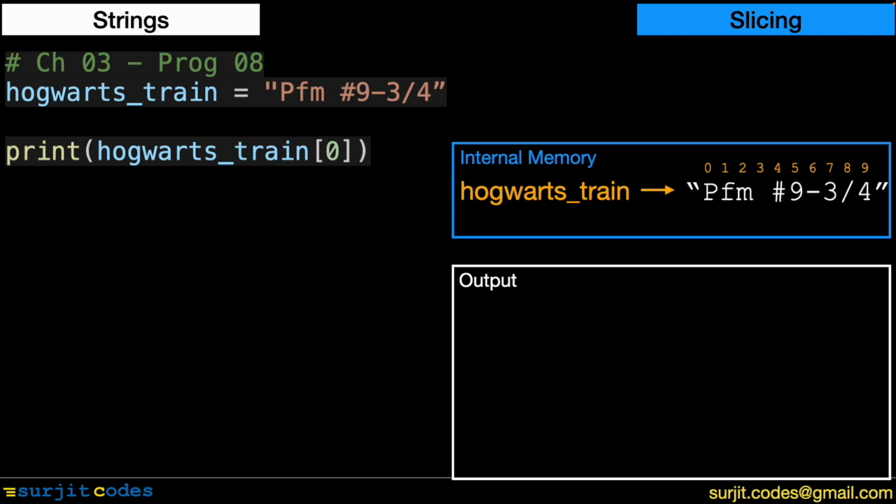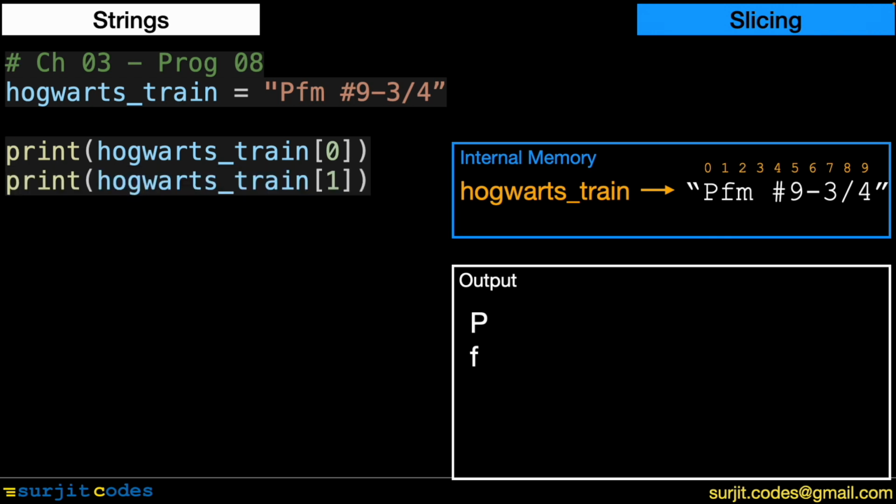Index must be an integer. It is written within square brackets after the variable name. Print Hogwarts train 0 prints the starting character of the string. Next character at index 1 is F. Character at index 5 is 9.